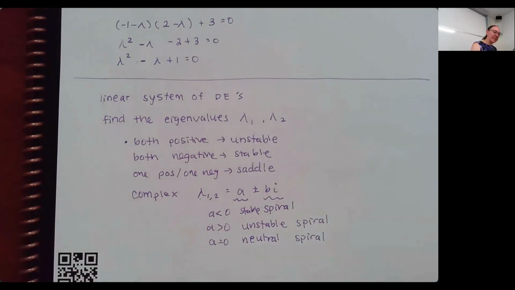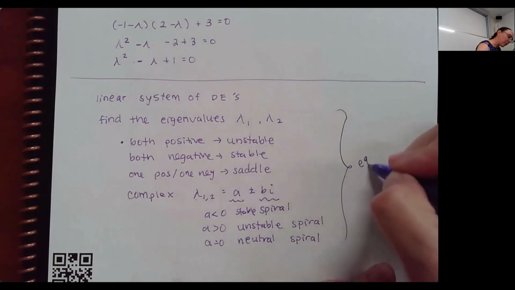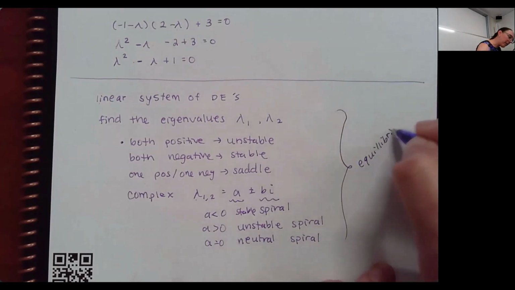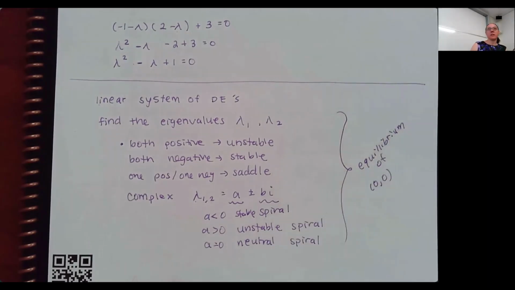Correct. So all of these, if it's a linear system, all of these are referring to the equilibrium of 0, 0. Was that because we set them 0? And because it's a linear system, 0, 0 is going to be my only solution.